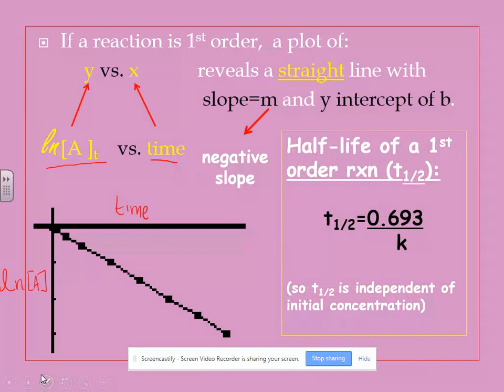I also want you to be able to determine the half-life of these reactions. So for a first order reaction, half-life will be calculated using this formula. The half-life is equal to 0.693 divided by k. Now remember that half-life represents the amount of time that it would take for one half of the previous amount to disappear. Now you'll notice with the first order half-life formula, it only depends on the rate constant. I will give you these half-life formulas. You do not have to memorize them.